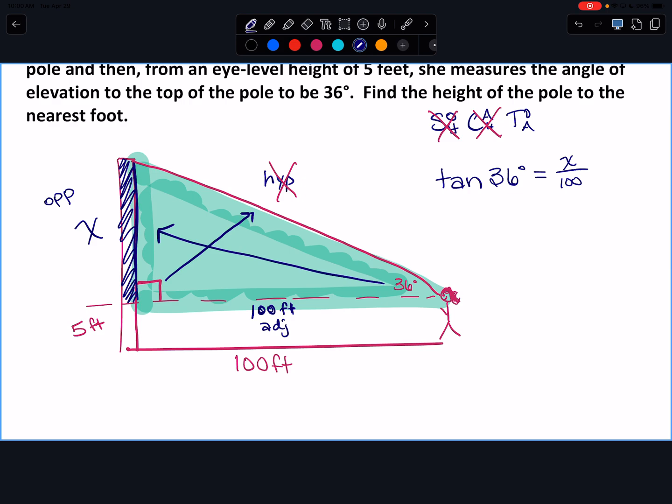How would we solve this for X? Get rid of the 100. Get rid of the 100 by multiplying. Good. So 100 times the tangent of 36 equals X. All right, what's X? 72.654. So what did everybody get?